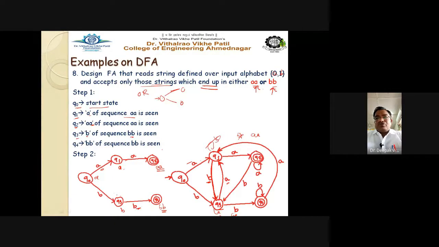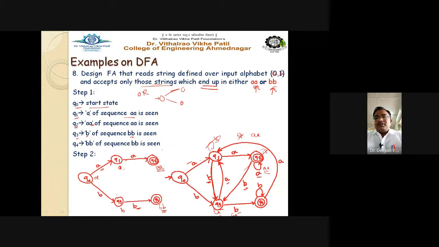Now come to the Q2 state. On a, you take a self loop, because whatever the string may be, you will always end with double a. But you cannot take b here. If you take b here, it will disturb your ending sequence double a. So b must be transferred to the Q3 state. That is also not going to disturb your bb sequence. Now Q2 is over.